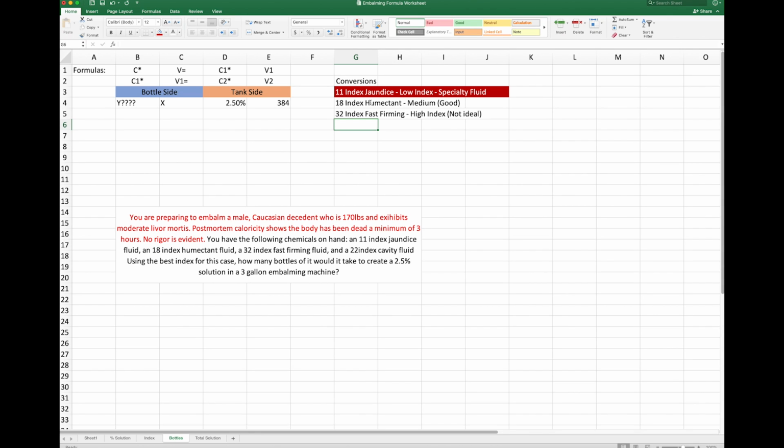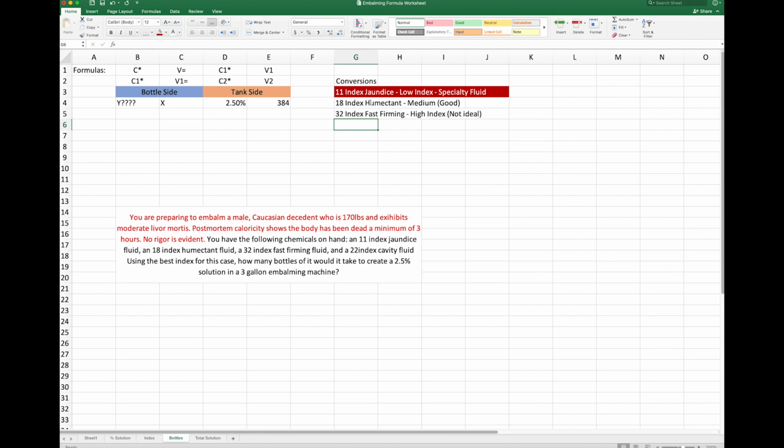A couple bottles of the jaundice specialty fluid in case you need it. Maybe 1 or 2 medium index fluids with different built-in dyes for different skin tones, and that one go-to get it done high index for those cases that require that. So this 32 index fast firming is not ideal for this type of question. Again, you can talk about that in the comments, but really for board exams, this is the type of stuff that they're probably going to be looking for. Don't go in guns blazing.